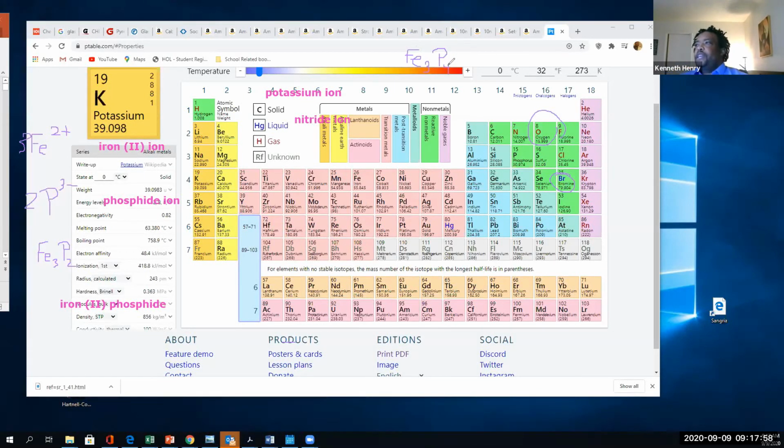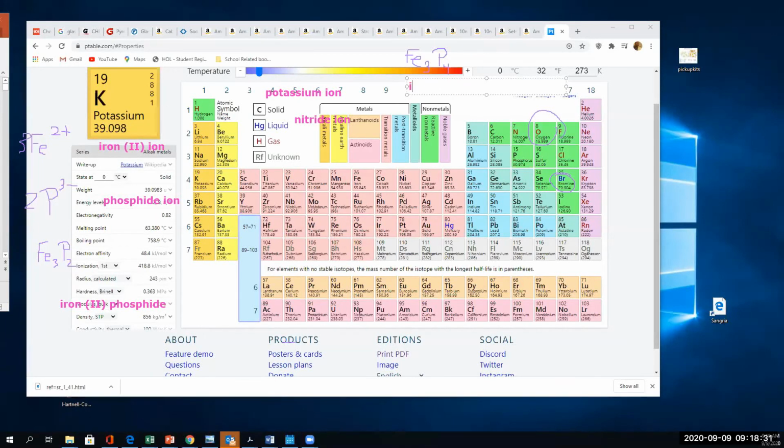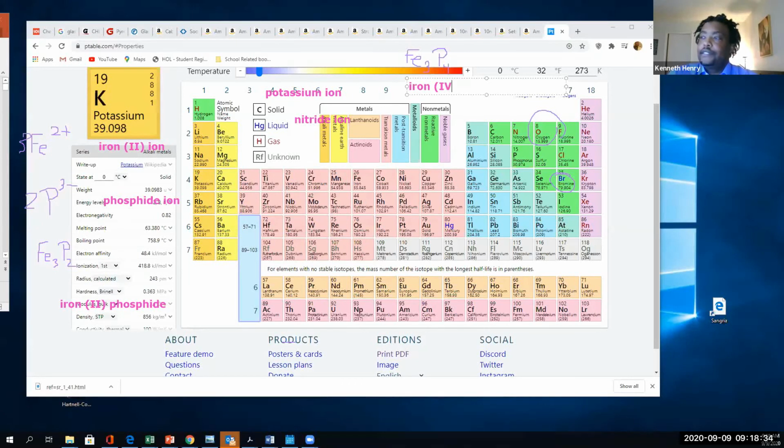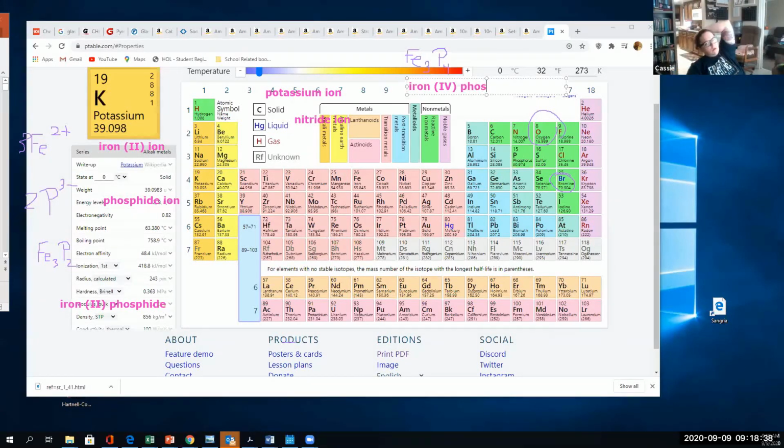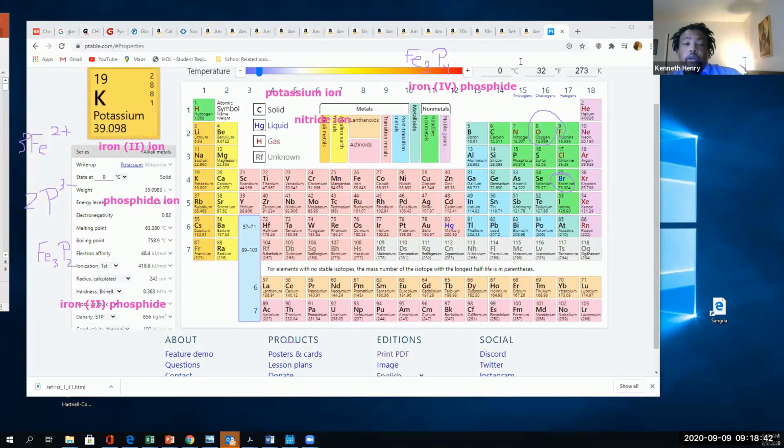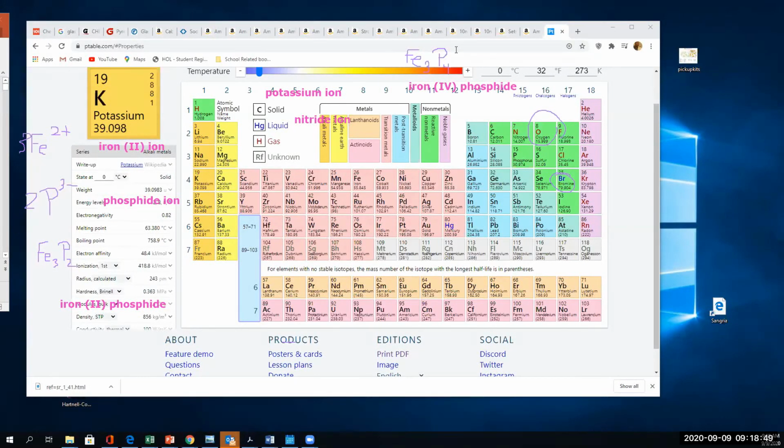So if I gave you Fe3P4. Okay, so we have the chemical formula. What would I call this guy? Any guesses? It'd be iron IV phosphide. That's right. Okay, so iron IV phosphide. The way that we knew it was iron IV was, how many phosphides do we have? 4. So we had 4 phosphides, right?